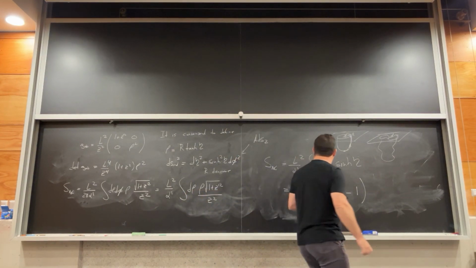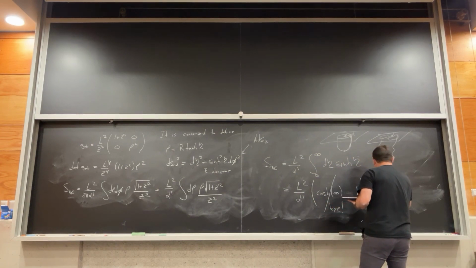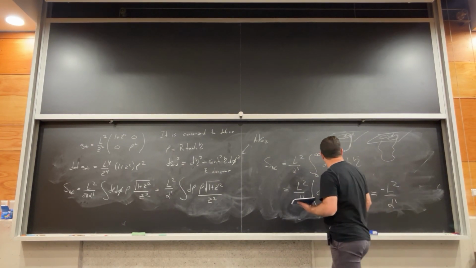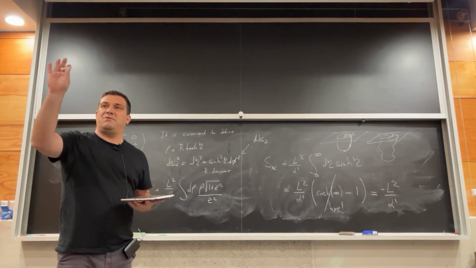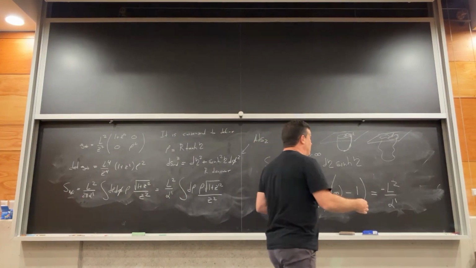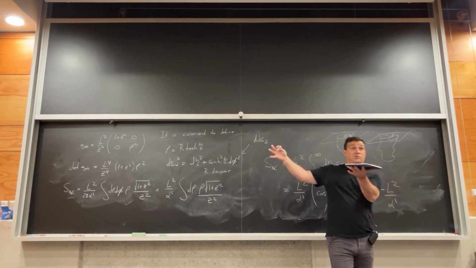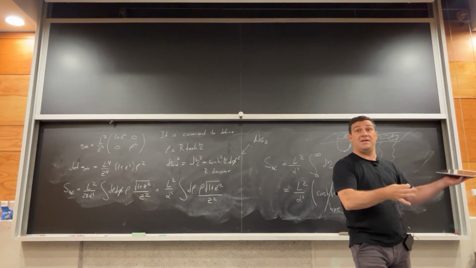Okay? So this is just minus L squared over alpha prime. And now I go back to the first entry of the dictionary. What was the relation between the coupling constants of N=4 super Yang-Mills and the radius of AdS?